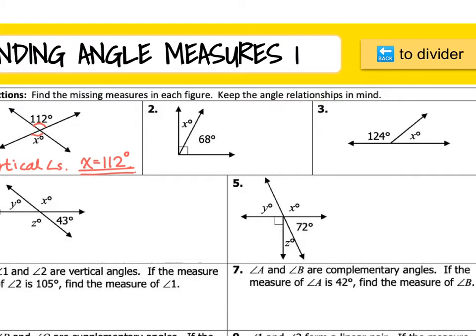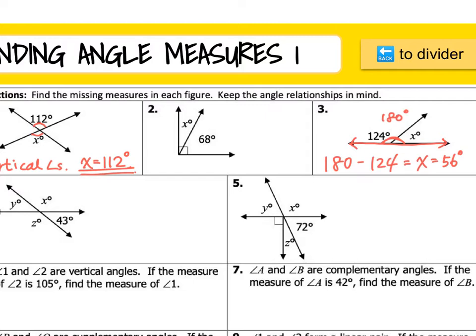Those angles are on the same straight line, right? So the straight line's total angle should be 180 degrees, since they are supplementary. If we subtract 180 minus 124, that will give us X, which will be 56 degrees.